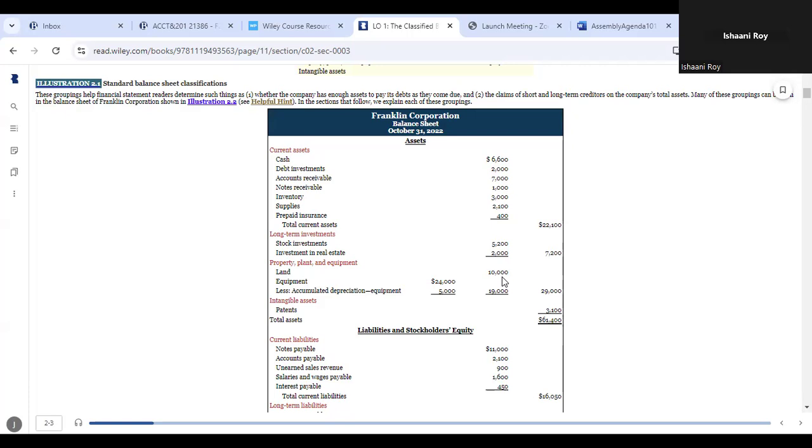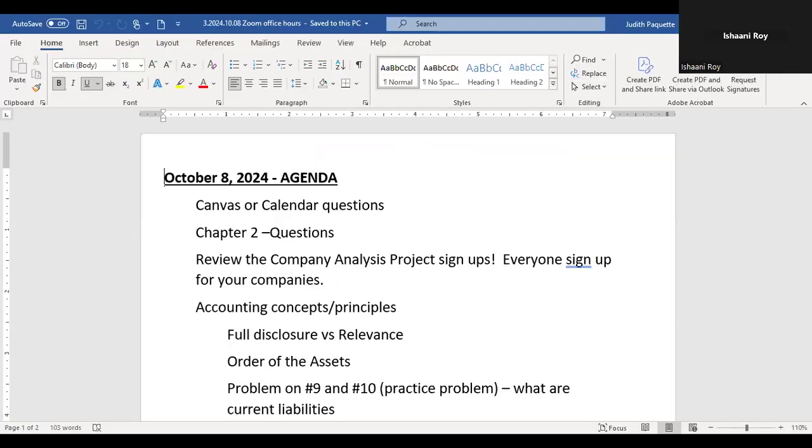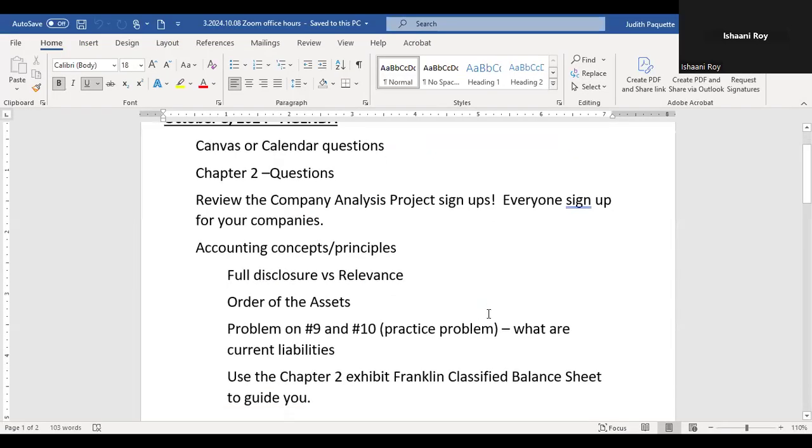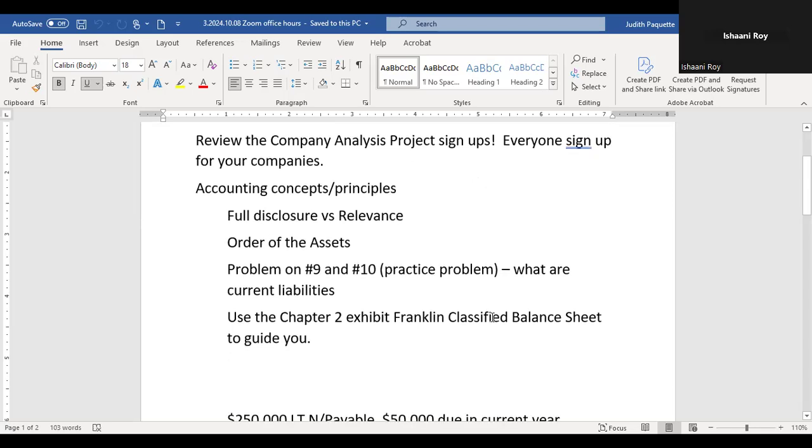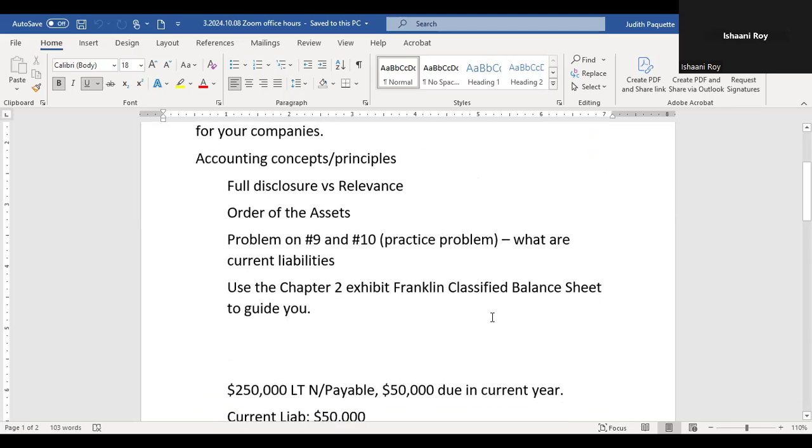All right, so back to chapter 2. Is there anything on this list you want to go over? No, that was the only question I had. Okay. Well, what is materiality under relevance? That's another one. Materiality or cost constraint.